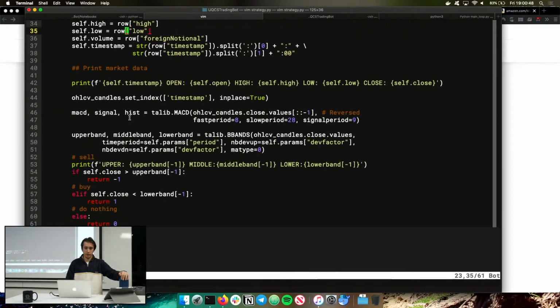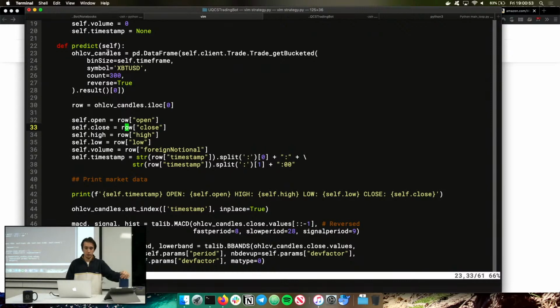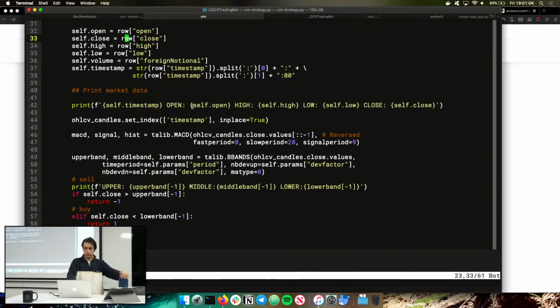Right, so when the strategy is created, it is instantiated, and then when we call .predict, it will get the most recent data from the API. We'll get a row, which will allow us to set all of these most recent values. We'll print out the market state, so the open, high, low, close, as well as the timestamp, the time of the most recent data point. Here is an old signal that isn't going to be used anymore. Just comment that out.